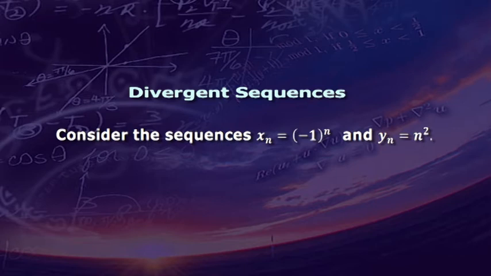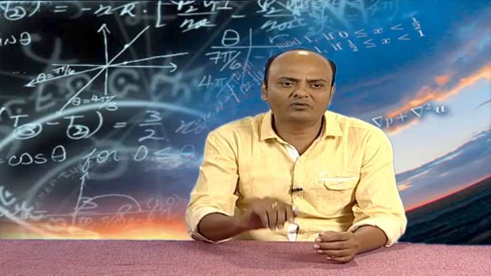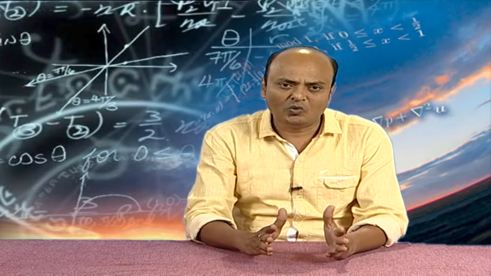About divergent sequences, consider the sequences x_n equal to minus 1 raised to n and y_n equal to n square. It is clear that none of these two sequences approach any finite number or limit, no matter how far we go down the sequence, and so these two sequences are divergent sequences.